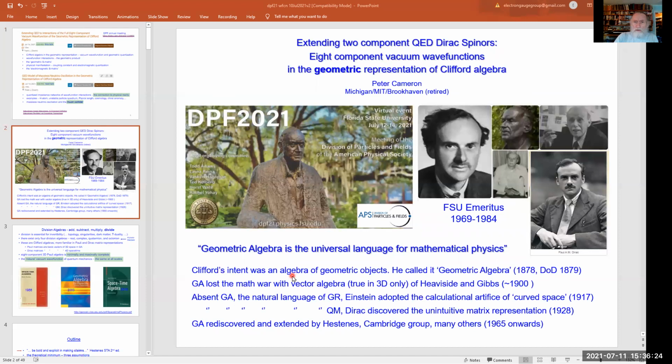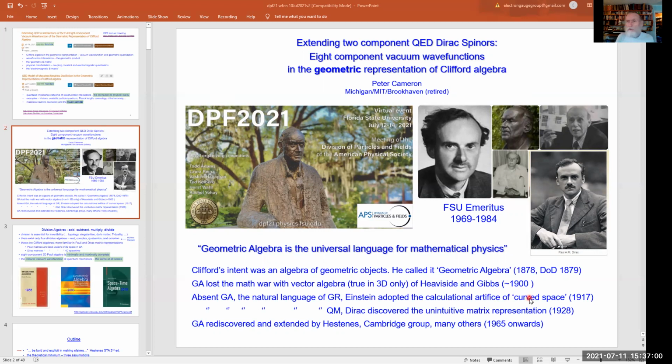Clifford's intent in inventing it was to have an algebra of geometric objects. The paper that he presented this in was published in 1878, and he died in 1879, an untimely early death. So the algebra lost out to the vector algebra of Heaviside and Gibbs, and without geometric algebra, which is the natural language of general relativity, the artifice of curved space was used as a calculational tool.